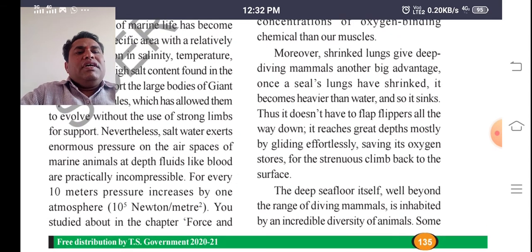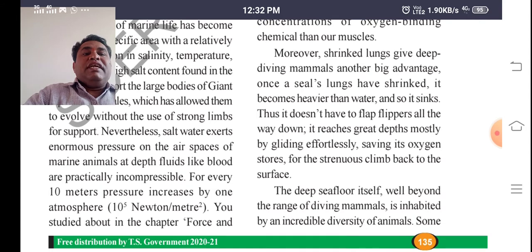So they do not have to flip all the way down. It reaches great depth mostly by gliding effortlessly, saving its oxygen stores for the strenuous climb back to the surface.